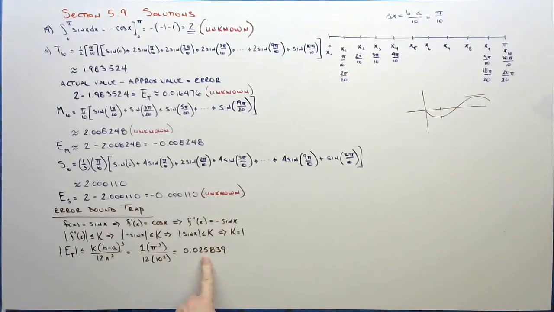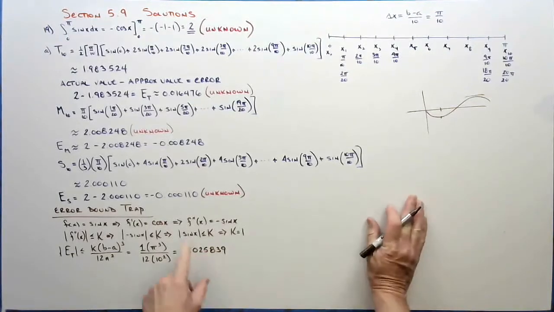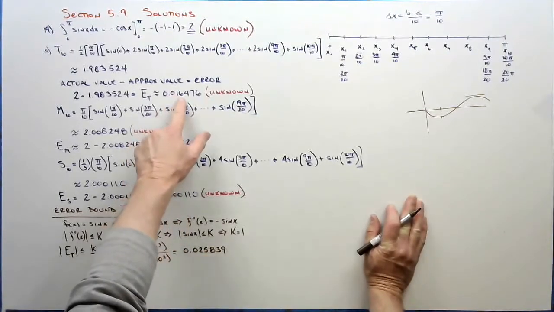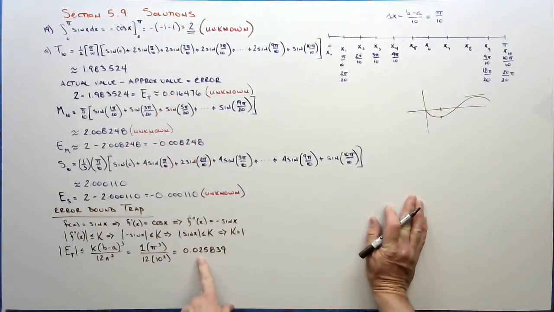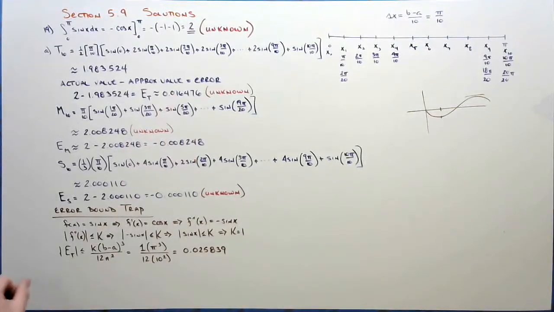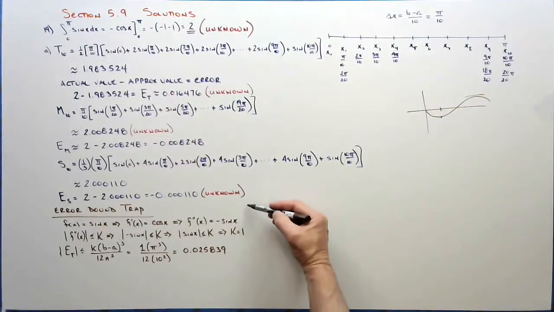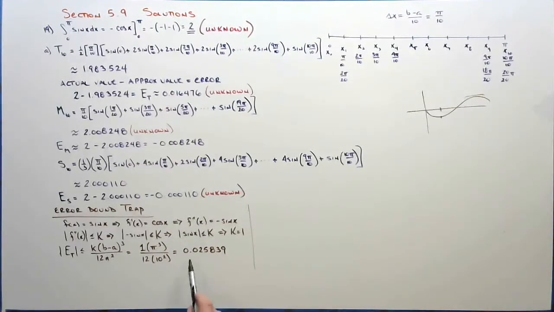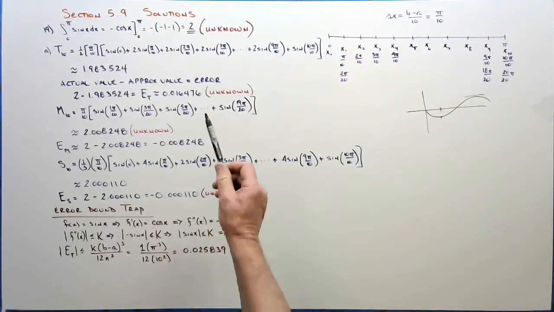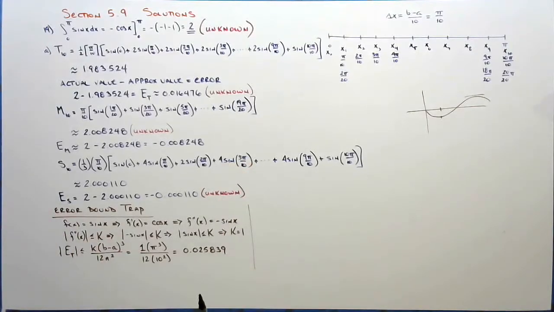Well, we know what our actual error is. Our actual error is 0.16, much smaller than this. Remember, the error bound gives you the maximum error you could get hypothetically. So our maximum error for the trapezoid rule was 0.025839. And our real error, which we would never know in real life, but we know now because of the nature of this problem, was 0.16, smaller than our bound.